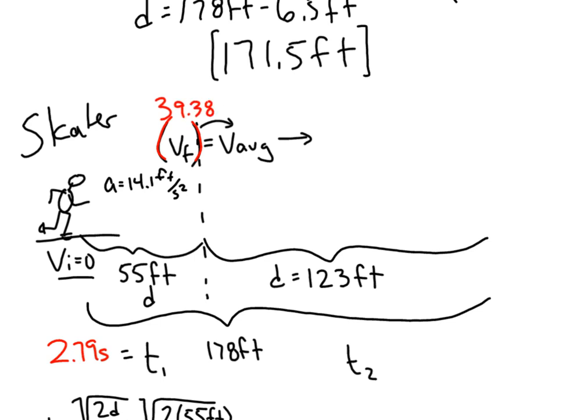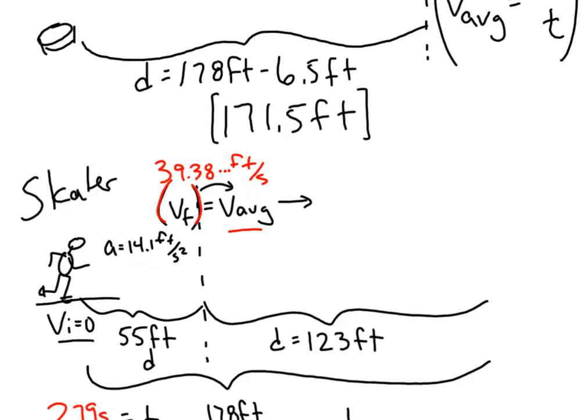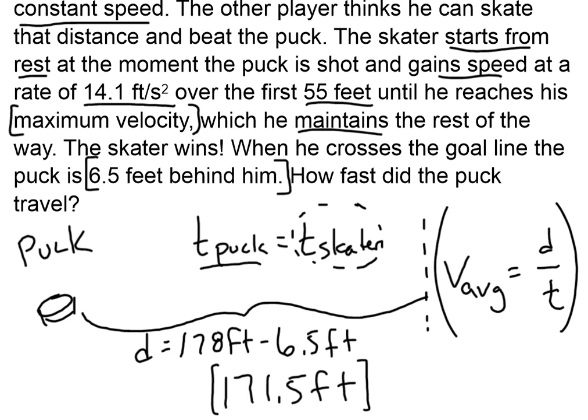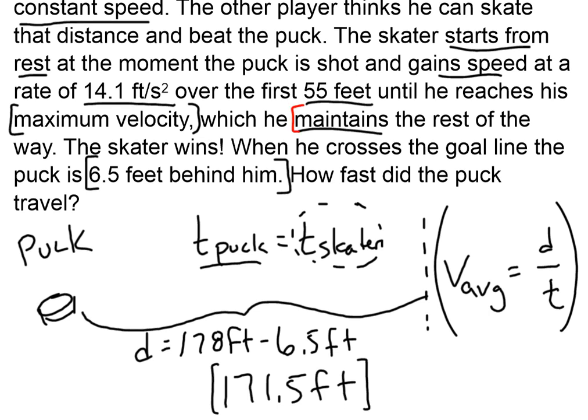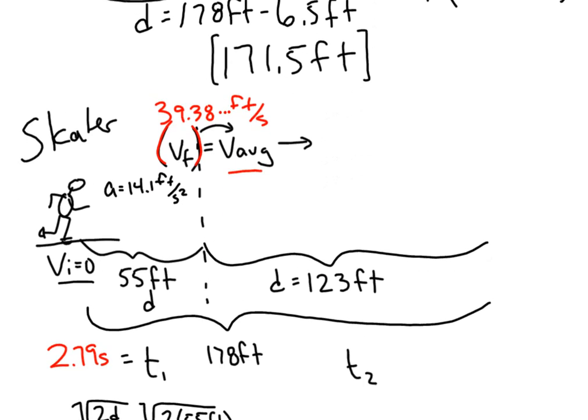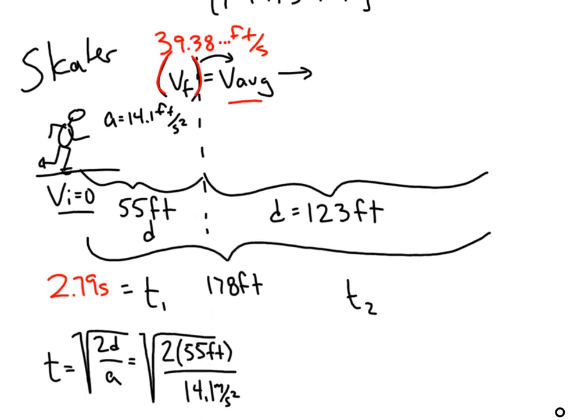39.38... feet per second, but it's also V average the rest of the way, since the problem told us that he maintains that speed the rest of the way along to the end of the 178 total feet. What that means is we can now solve for the time in the second interval. The time in the second interval, because he's keeping constant speed, would just be d over V average.